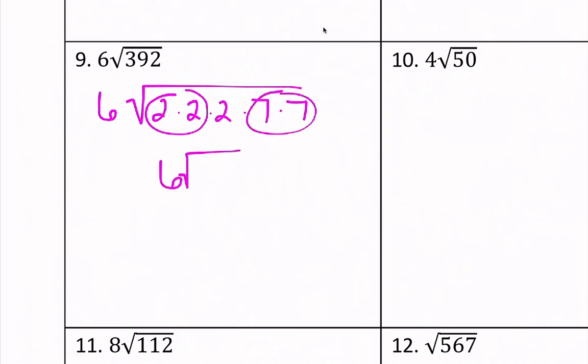Don't forget your 6 who's already on the outside. I know this 2 can escape while its partner is sacrificed. I know this 7 can escape while its partner is sacrificed. This 2 is stuck on the inside. All right, so now let's simplify. 7 times 2 times 6 would give me 84, so my final answer is 84 square roots of 2.